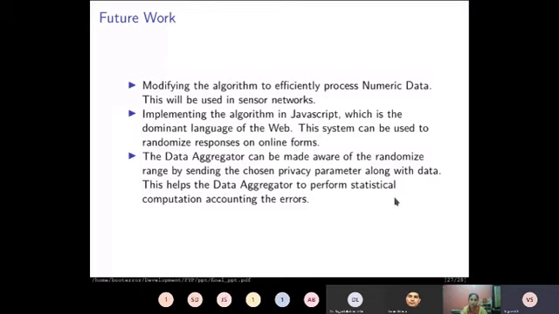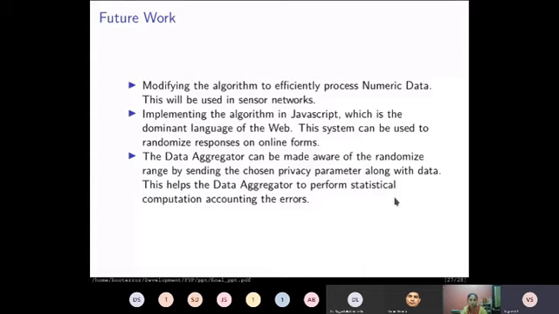So the future work would be modifying this to process numeric data, because this only works for categorical data right now, and implementing it as a web browser plugin, so that whenever you go to a survey page, you can choose to respond while respecting your privacy.